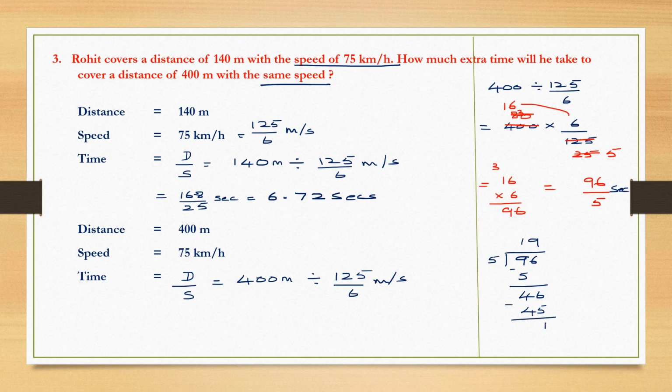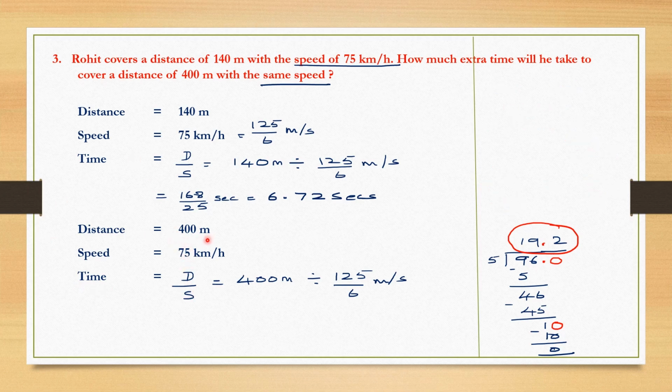We can continue our division to get the decimal number. Put the point, carry that point up, put a 0, bring that 0 down. Now the number is 10. 5 twos are 10. So we have got a remainder 0 and our division is over. We've got 19.2. That means the time here when the distance is 400 meters is 19.2 seconds. So we can write it there, 19.2 seconds.